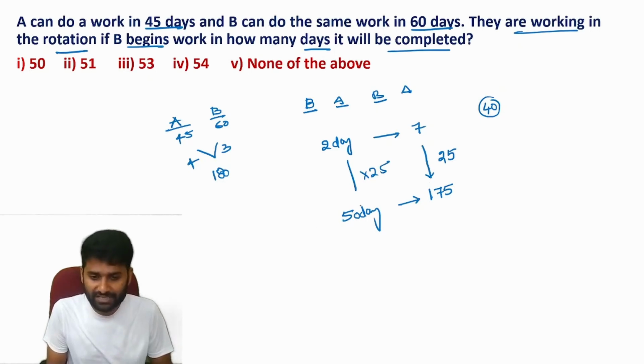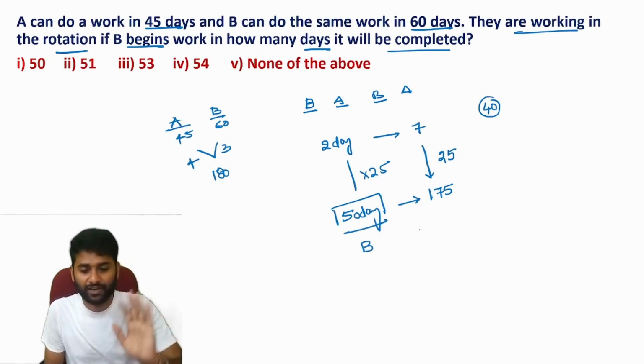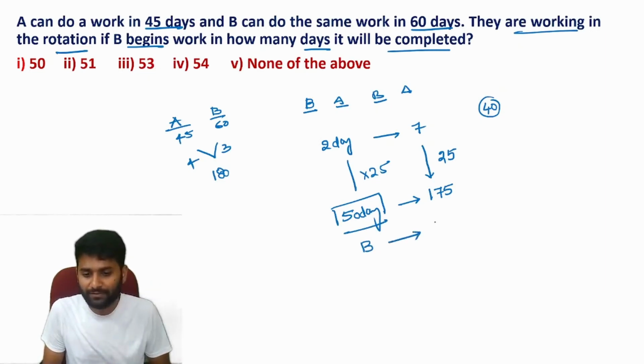Next information, guys. We already completed 50 days of work. The next day, B is going to work, and we are left with 5 units. Again, on the 51st day, B will complete 4 units. Still work is left. Again, on the 52nd day, we have to assign A.